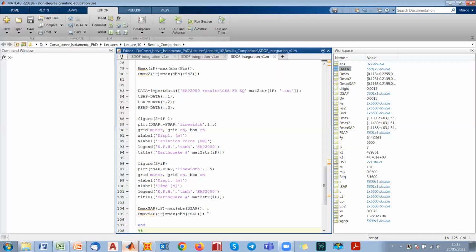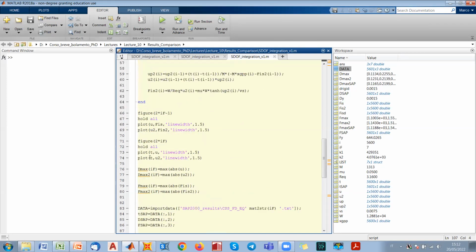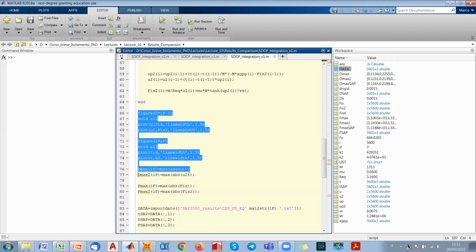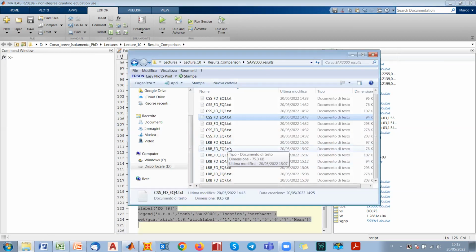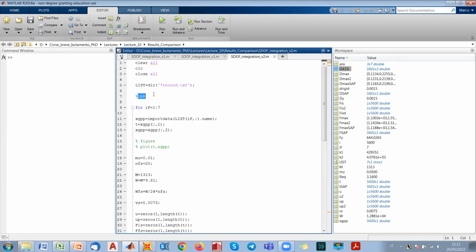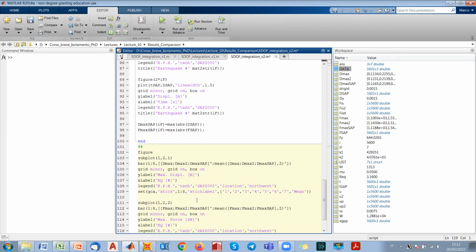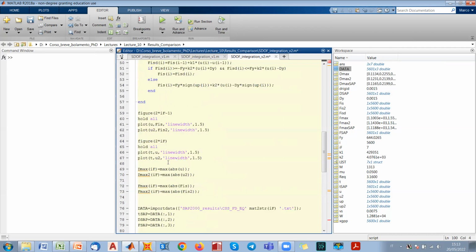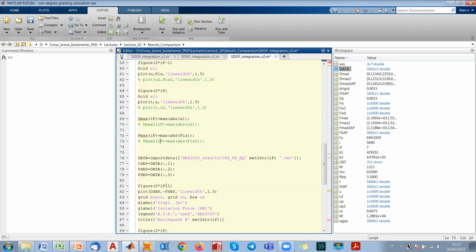We go back to MATLAB, and let's copy and paste all this stuff. Then let's open the second one, lead rubber bearings. Okay, perfect. Here we don't have these. We have just a single strategy for the single degree of freedom.